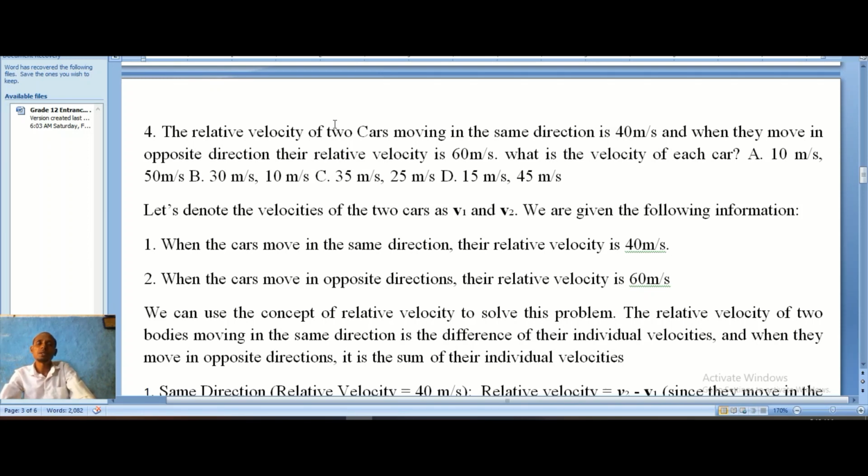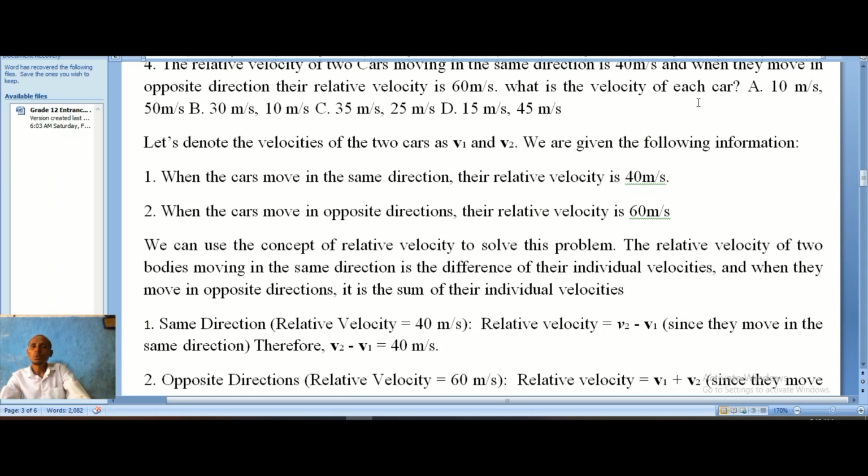Choice A, 10 meters per second and 50 meters per second. Choice B, 30 meters per second and 10 meters per second. Choice C, 35 meters per second and 25 meters per second. Choice D, 50 meters per second and 45 meters per second. Let us denote the velocities of the two cars V1 and V2, because we have two cars.